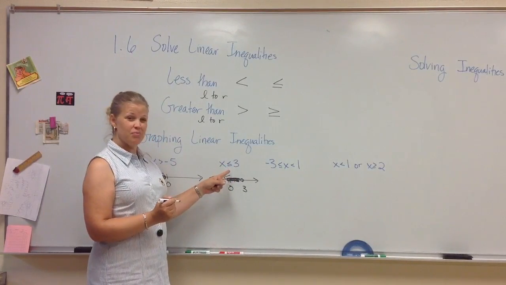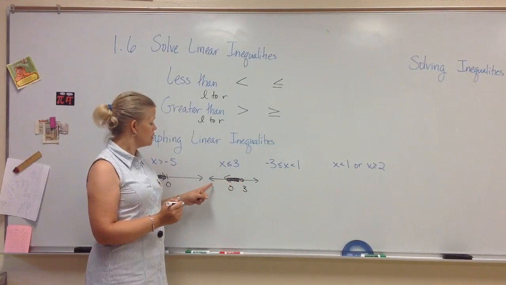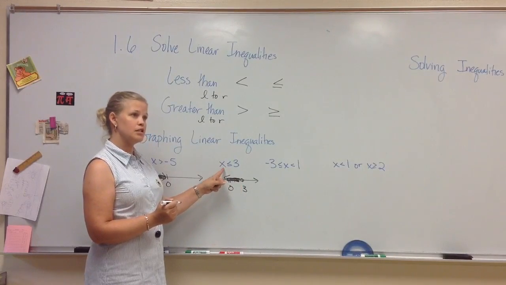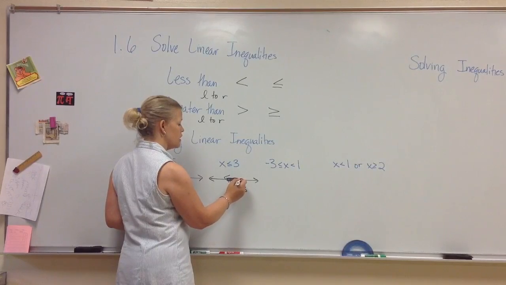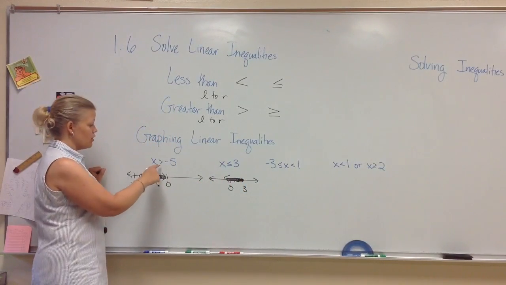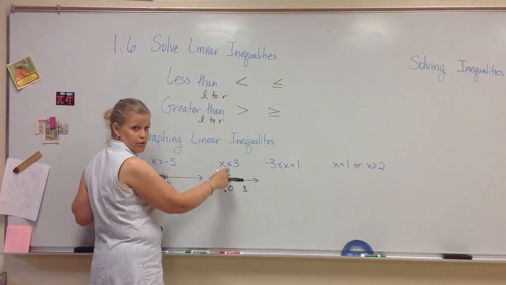But we're saying it could be 3. 3 would make this a true statement. We want all the numbers that make this true. Well, there's tons up here. Does 3 work? Is 3 less than or equal to 3? It is. So you're going to close in the circle, and that's the little slip I just said before. Open circle for regular, closed circle for or equal to.